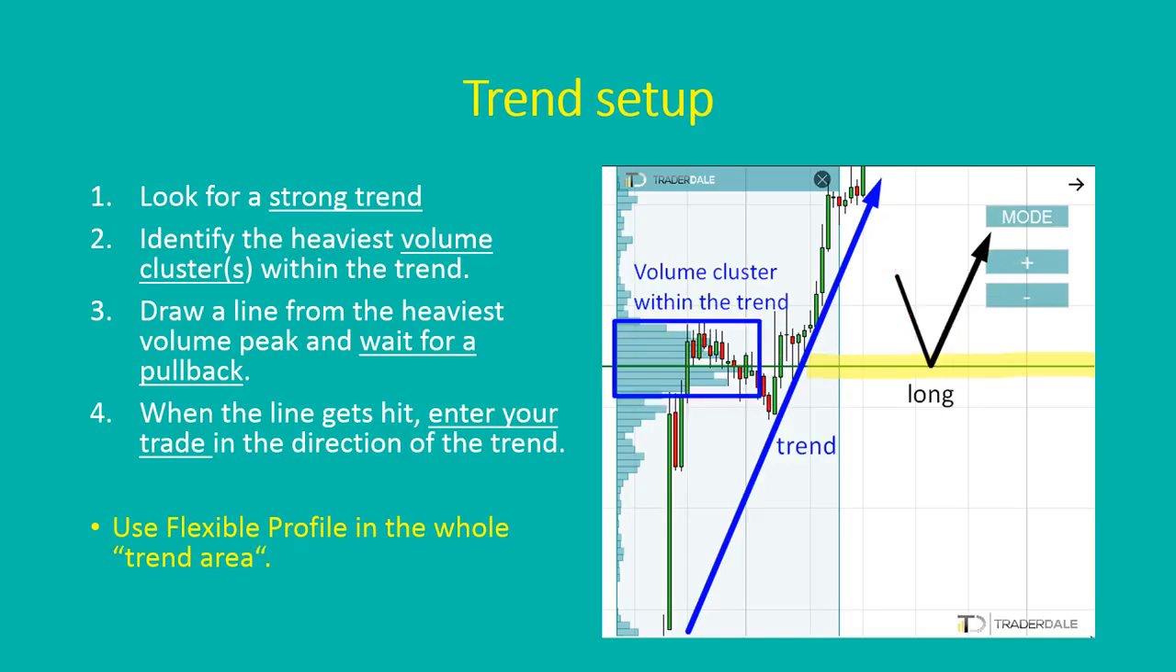And what I also wanted to mention is that you use the flexible profile in the whole trend area. So when there is a trend, you use the flexible profile over the whole trend. So if there's a trend like this, you use the flexible profile on this whole area. You are interested in the whole trend. And if you do that, you will see the most significant volume clusters within the trend. There can be one, there can be two, there could be 3 or 4, and you can trade all of them.